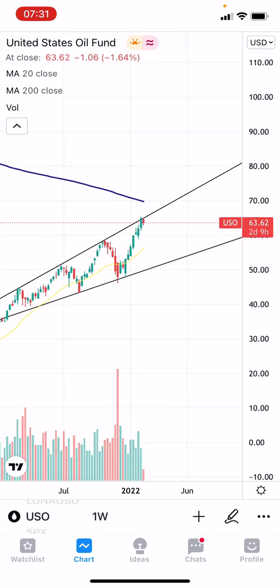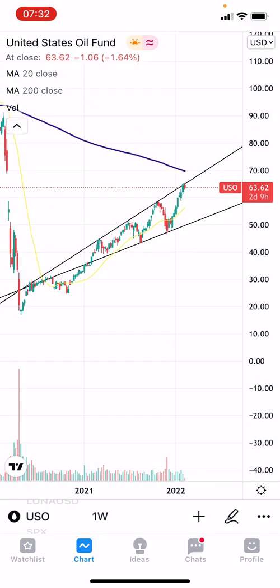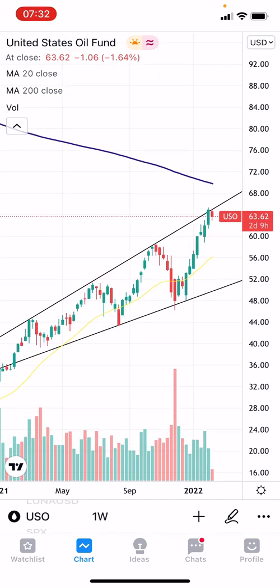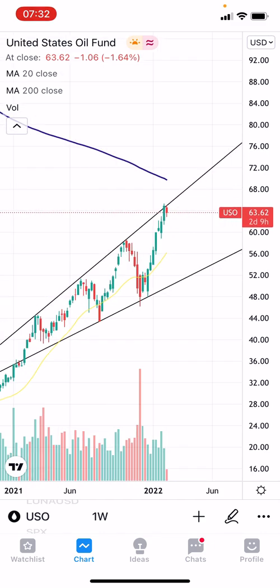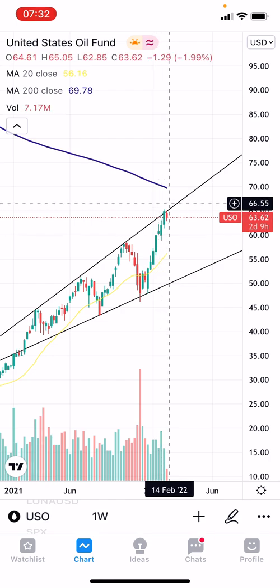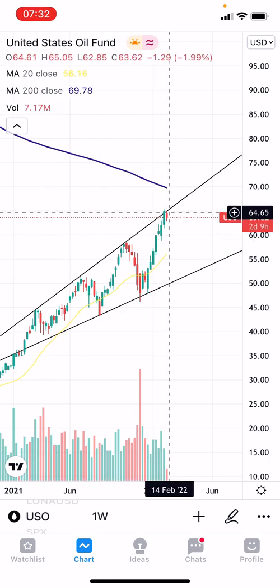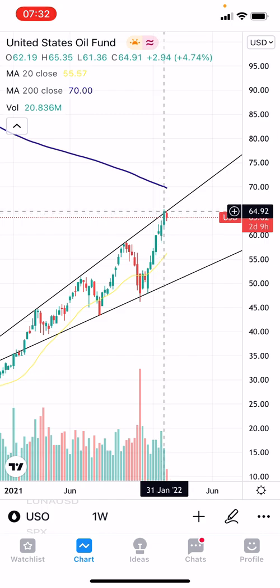I mean, USO is actually pretty similar to crude oil futures, so it's following a similar pattern here, right? This is a short entry to me. It's coming up to test the top of this trend line, and then you can either take just a straight short position, or you can take puts, or even a call credit spread.